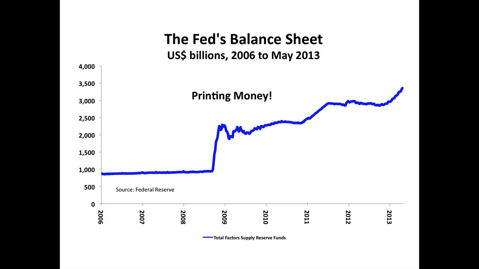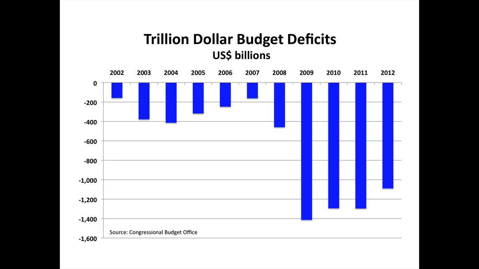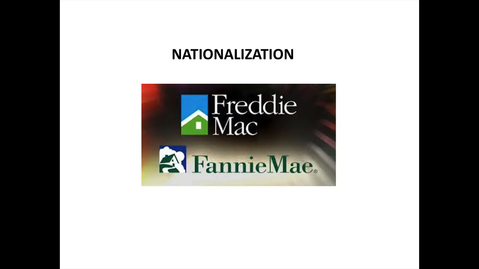During the 5 years since the global economic crisis began, the Federal Reserve has increased the size of its balance sheet from $900 billion to $3.5 trillion by creating fiat money. And over the same period, the government's budget deficits have exceeded $6 trillion. In 2008, the government effectively nationalized the mortgage market by putting Fannie Mae and Freddie Mac into conservatorship to prevent them from collapsing into bankruptcy.